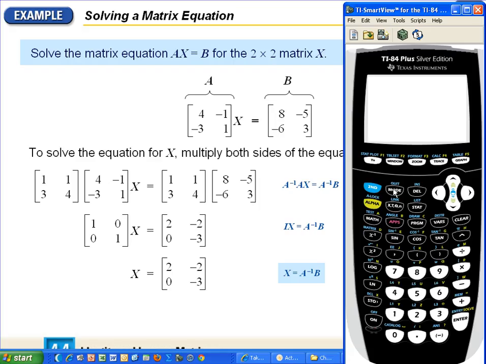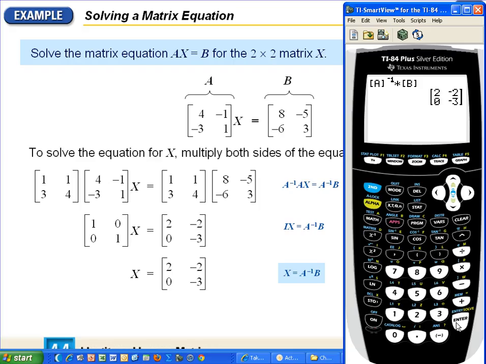So all I've got to do then is call up matrix A, invert it, and then multiply from the left by matrix B. Okay, does that make sense? That's my way of dividing B by A to get X by itself. And if I hit enter, look what I get. Okay. Pretty handy.